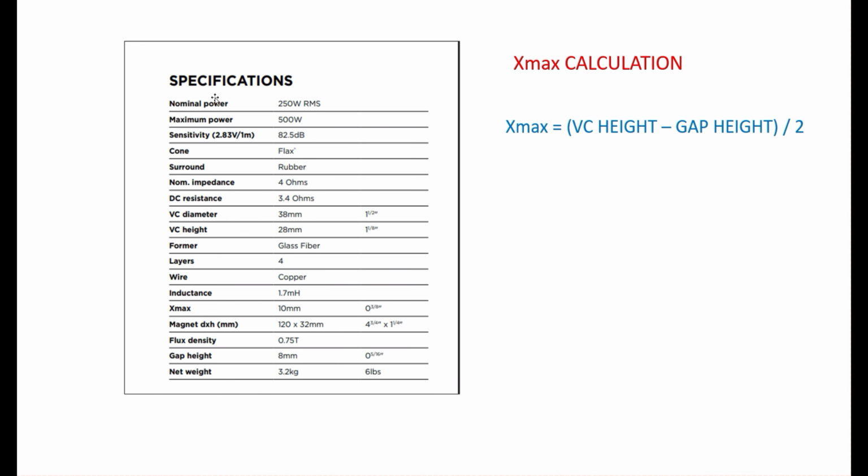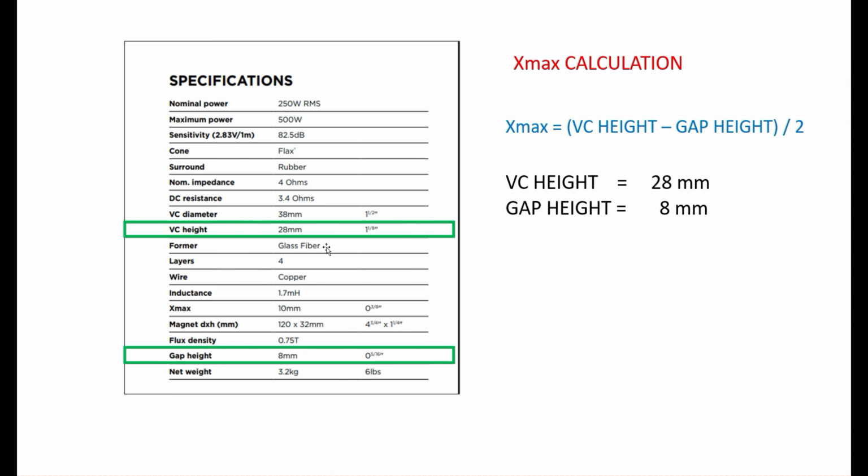And if you want to calculate out what the Xmax actually is, you just take the voice coil height and the gap height from each other and then divide it by 2. We talked about the voice coil height and gap height when we were looking at the driver motor. So you can read those things off the technical data sheet, and then you can do the math. So we've got a voice coil height of 28. We've got a magnetic gap height of 8. We subtract one from the other, divide it by 2, and we end up with an Xmax of 10 millimeters, right? So, here it is.